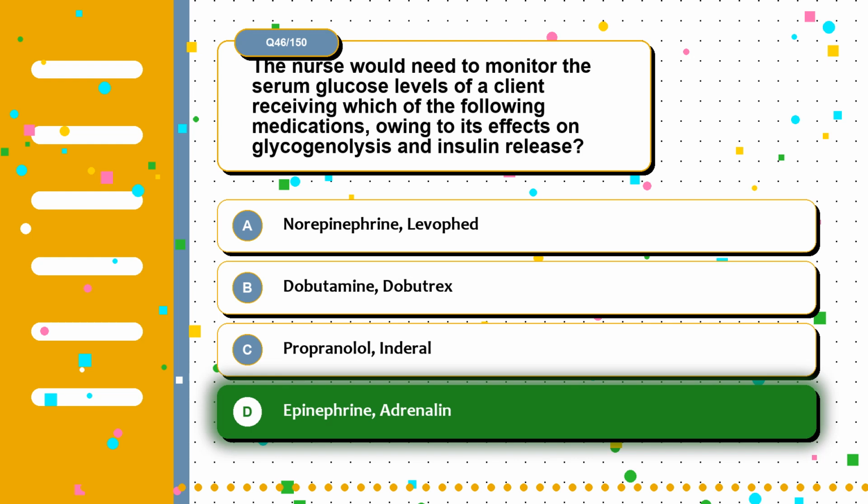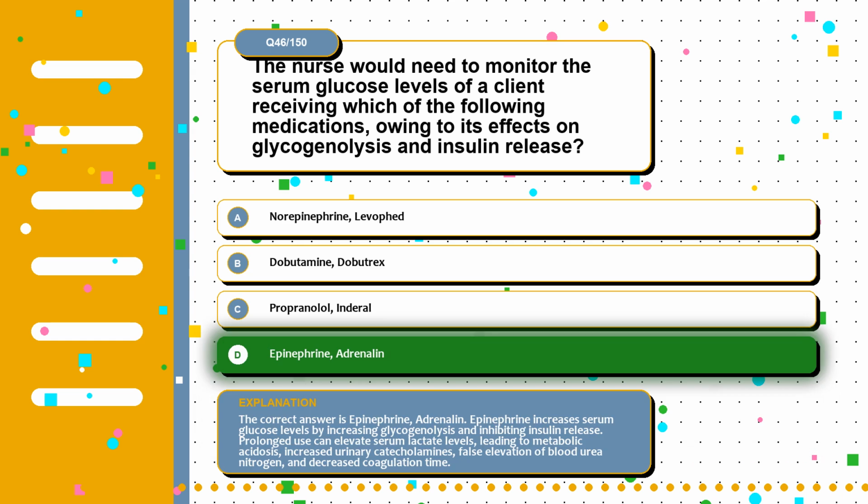The correct answer is option D. Epinephrine (Adrenalin). Epinephrine increases serum glucose levels by increasing glycogenolysis and inhibiting insulin release. Prolonged use can elevate serum lactate levels, leading to metabolic acidosis, increased urinary catecholamines, false elevation of blood urea nitrogen, and decreased coagulation time.